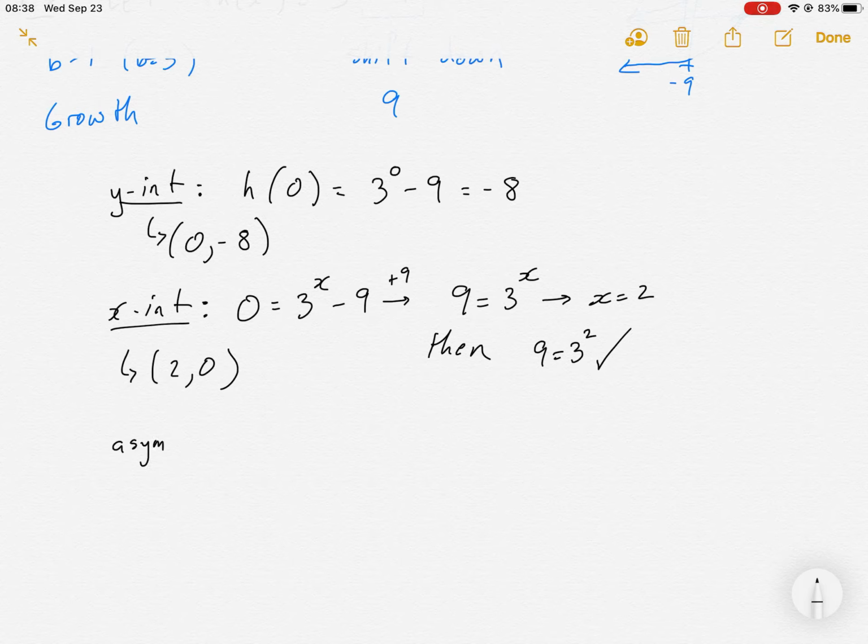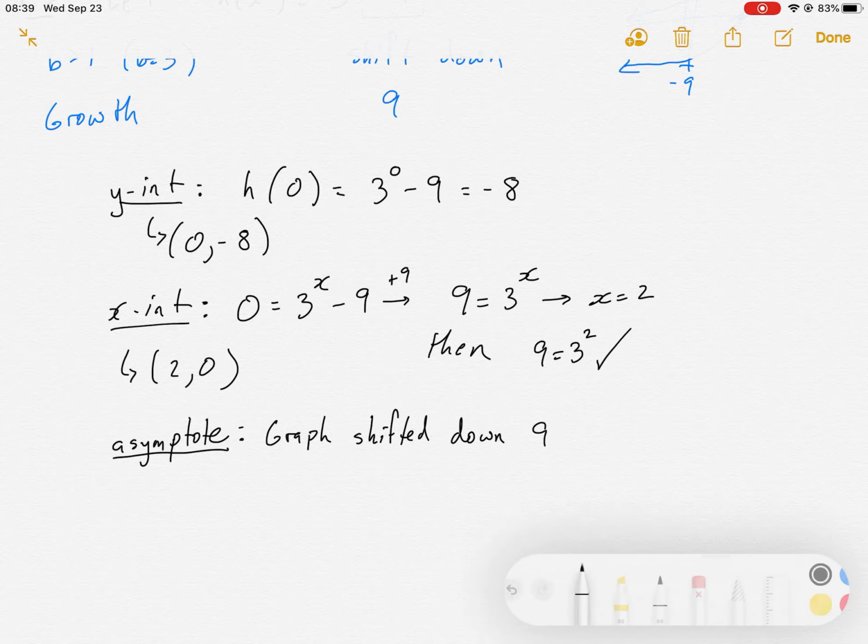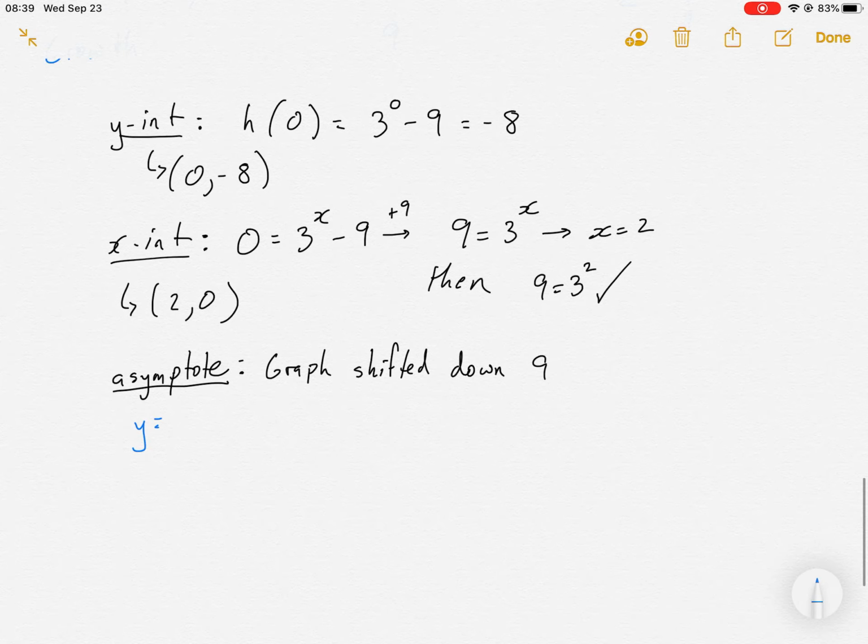The asymptote, since the graph shifted down 9, that means that the asymptote also shifts down 9. So it used to be at y equals 0, if we just had y equals 3 to the power of x. Since we're shifting down 9, the new asymptote is going to be y equals -9.